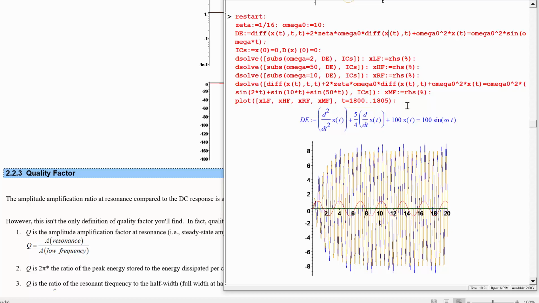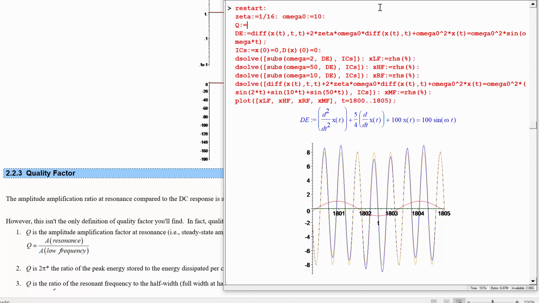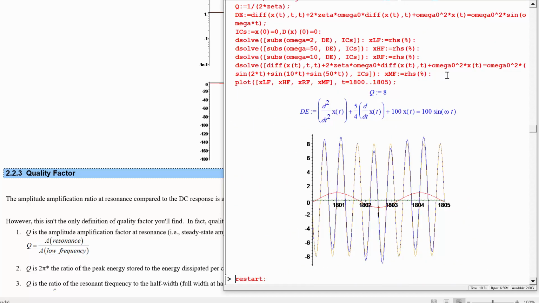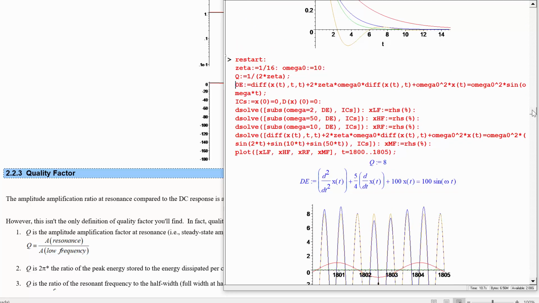So when we looked at the response, we wait a long time and we look at what the amplitude is. The amplitude at resonance is 8. So what's zeta? It's a 16th. So 1 over 2 zeta is 8. And because the low frequency response, f naught over k, was equal to 1 this time, then we end up with 8 times that.